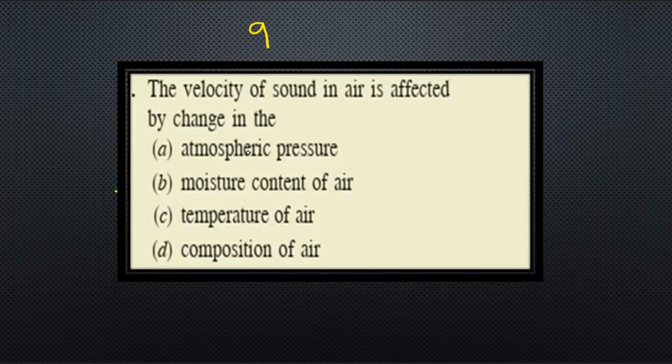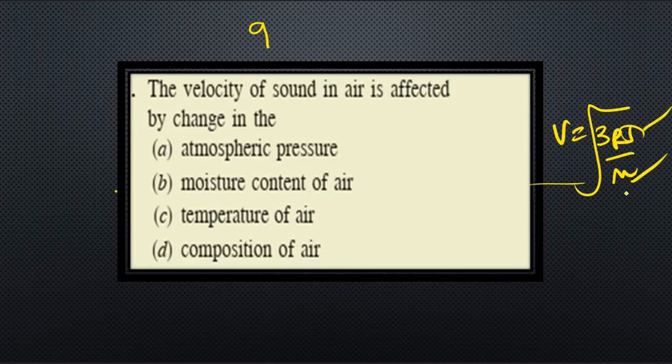Moving into question number 9, the velocity of sound in air is affected by change in the atmospheric pressure, moisture, temperature of air, composition of air. Right, think of the answer. V equals root 3 RT over M, same concept. Atmospheric pressure, it's not there. Moisture content of air, M. Temperature of air, T. Composition of air, again M. B, C, D, all correct.